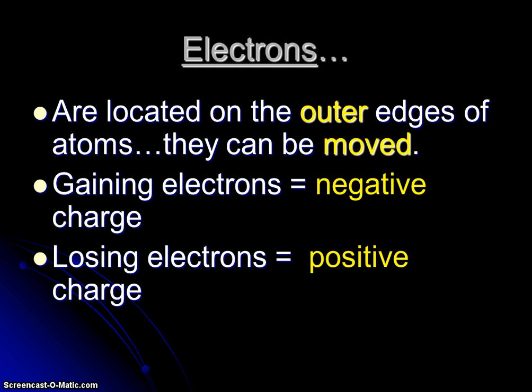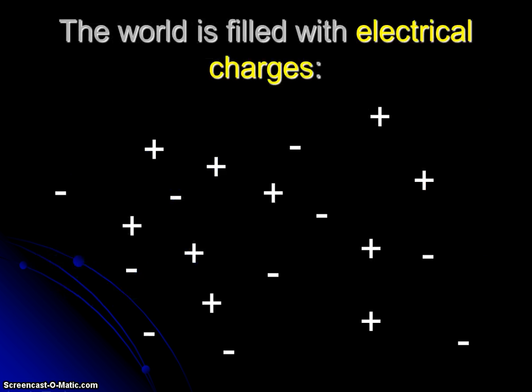And now to learn about some static electricity. All right, so once again, the electrons are on the outer edges of atoms. They can be moved, right? When an atom or a substance gains electrons, that substance or atom develops a negative charge. When they lose electrons, they develop a positive charge. And the world is still filled with electrical charges everywhere.